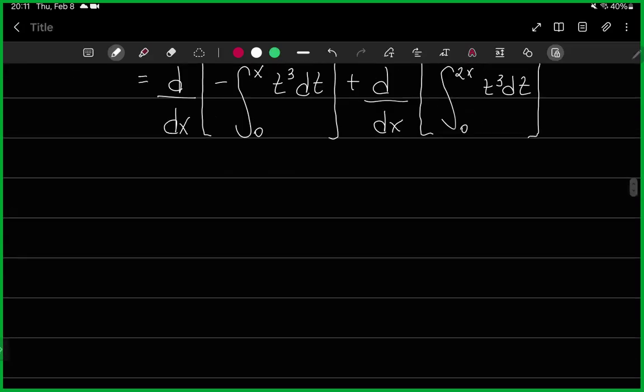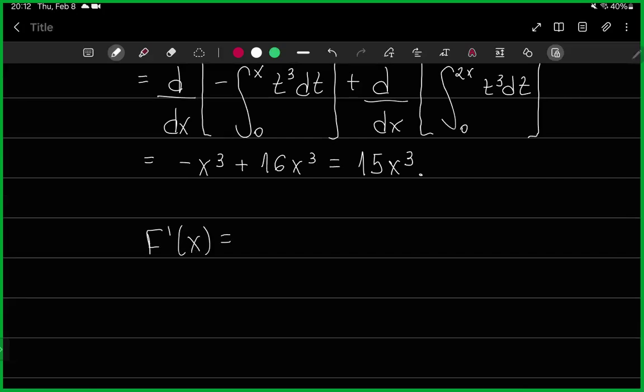We have done the calculations. So we know that this is minus x cubed, and the other one is plus 16x cubed. So our answer is 15x cubed. And that's our final answer. F prime of x is equal to 15x cubed. That's the answer we got doing this.